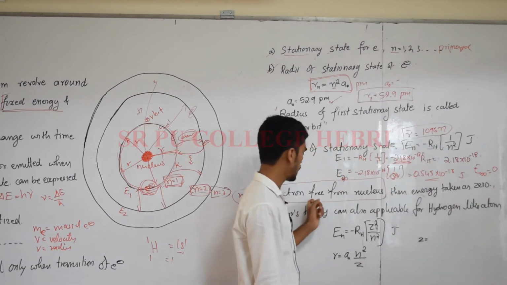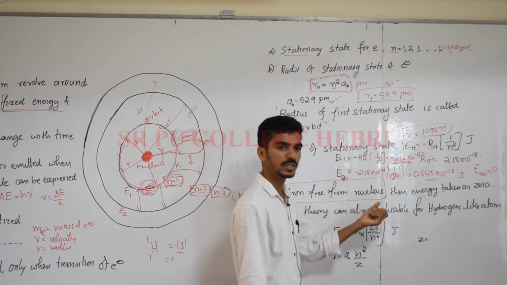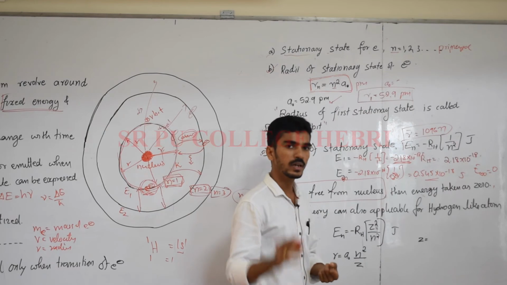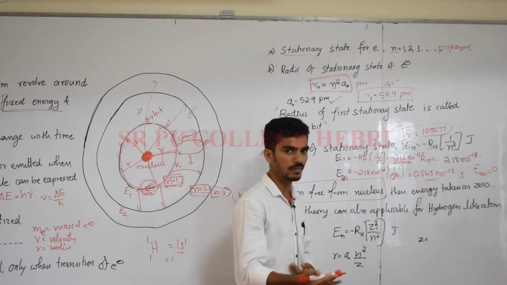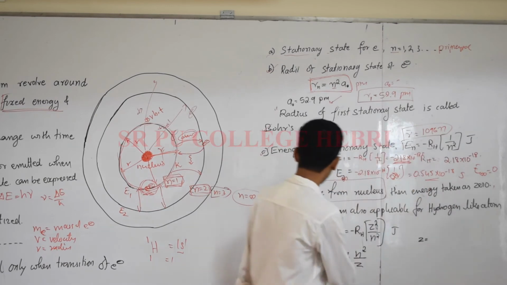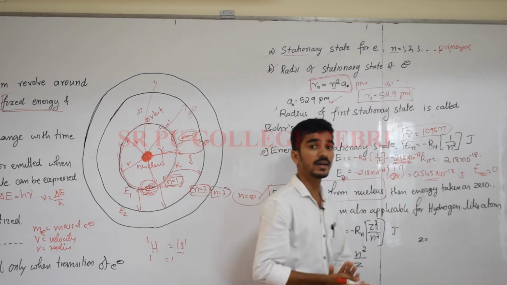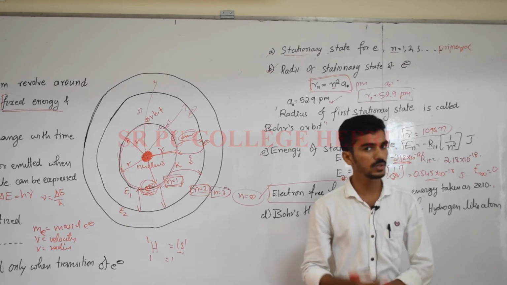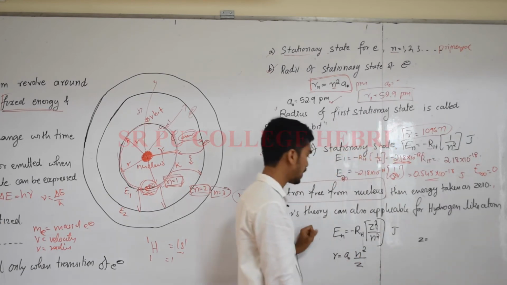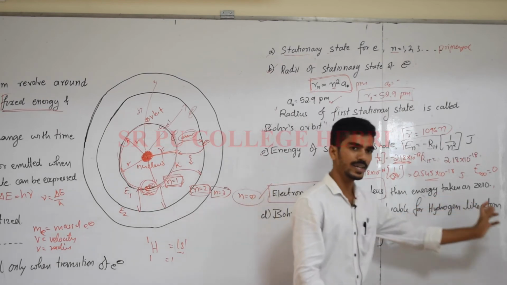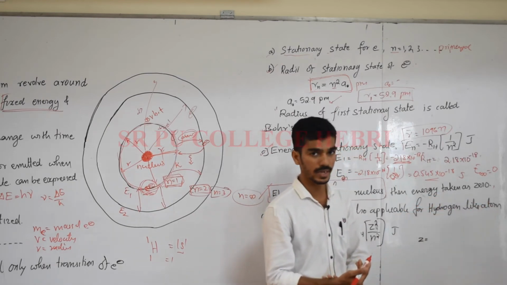Electron free from the nucleus means it is far from the nucleus. Where it is present, the ultimate stage, the last energy level, that should be infinity, so that should be taken as 0. These all points are regarding the hydrogen only, but they can also be applicable to hydrogen like atoms. Which are the hydrogen like atoms?